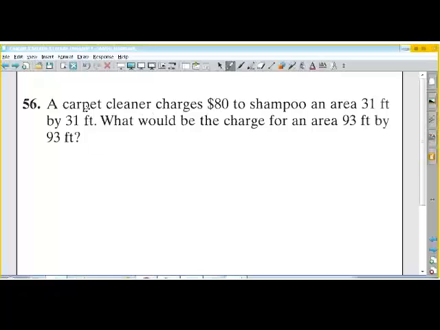So they're charging on an area basis. What we could do is set up a ratio. $80 is to 31 feet by 31 feet, which gives me an area. It's rectangular. They don't say it, but actually it's a square area. And so we're going to set up a proportion, and we want to know how much we're going to charge for 93 feet by 93 feet. So that is doing it as a proportion.